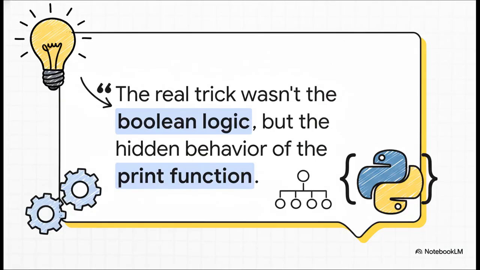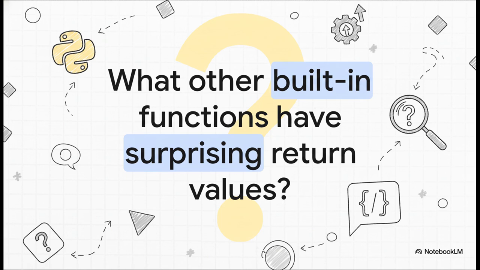So what's the big lesson here? It's that the real trick wasn't the Boolean logic, but the hidden behavior of the print function. It's such a great reminder that even the most common, everyday functions we use can have these subtle behaviors that are absolutely crucial to understand. And that kind of leads to a final thought. The print function definitely isn't the only one with a surprising return value. So what other built-in Python functions can you think of that have these kinds of hidden behaviors that could totally trip you up? Definitely something to chew on.